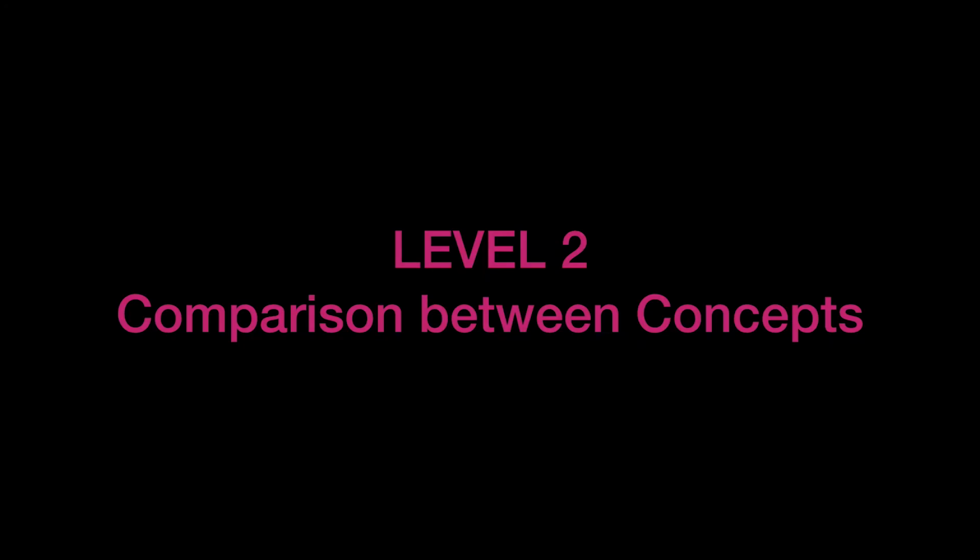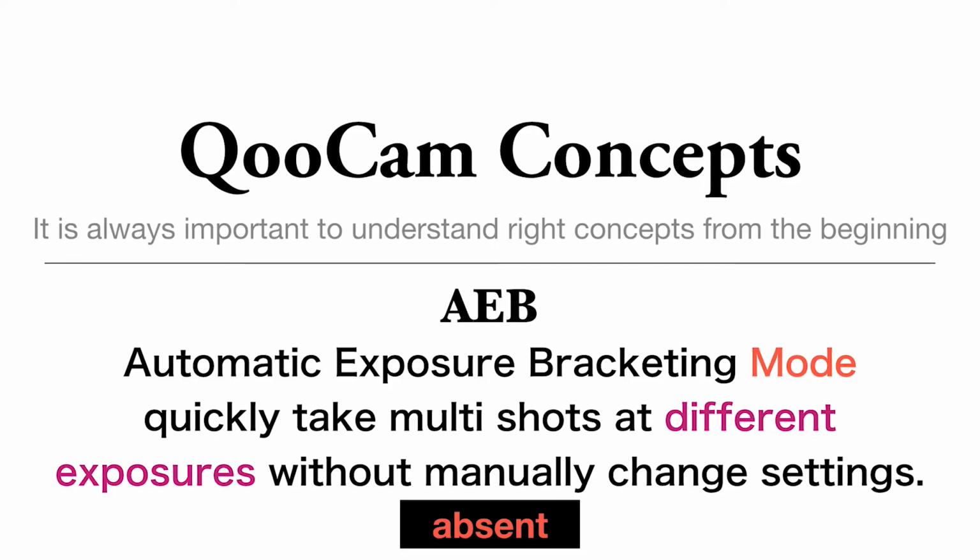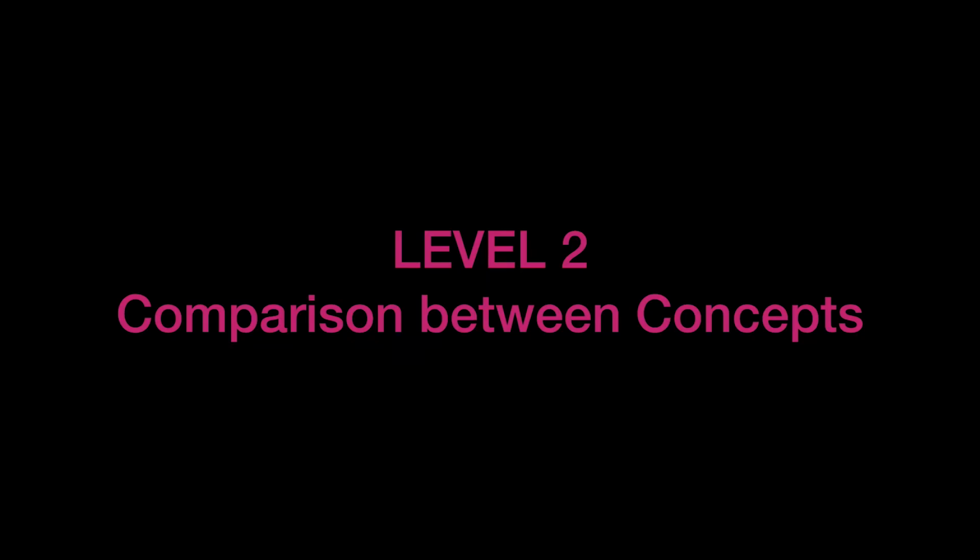Okay, level 2. Level 2 will be more difficult because we have to make comparisons between the concepts. You not only have to understand the concepts, but you have to figure out the difference between them in order to better understand VR photography, or take full advantage of the cameras in your hand. So level 2 is the comparison between the different concepts.